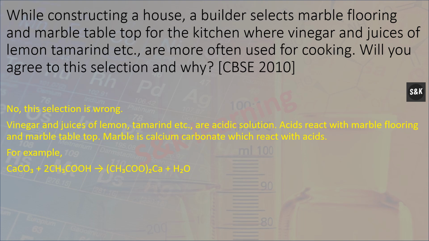While constructing a house, a builder selects marble flooring and a marble table top for the kitchen, where vinegar and juice of lemon, tamarind, etc. are more often used for cooking. Do you agree with the selection and why? No, this selection is wrong. Vinegar and juice of lemon and tamarind are acidic solutions. Acids react with marble and damage the marble flooring and marble table top.